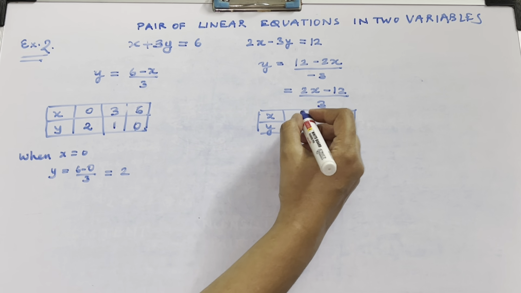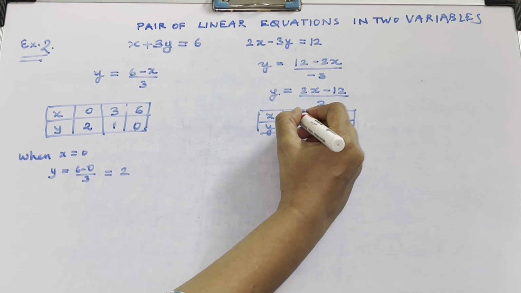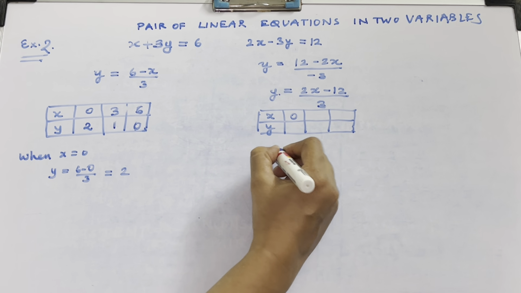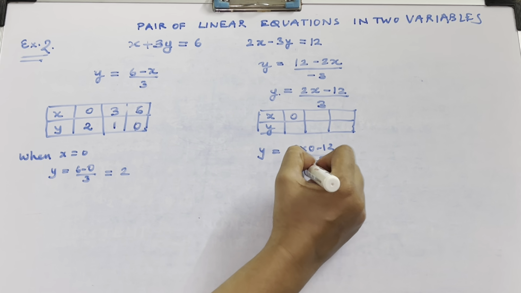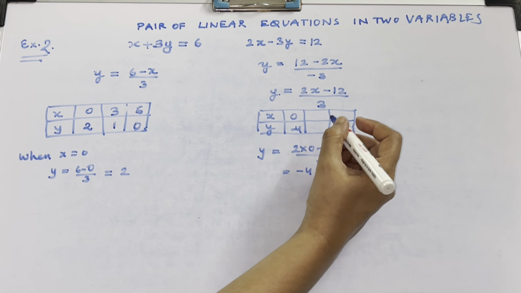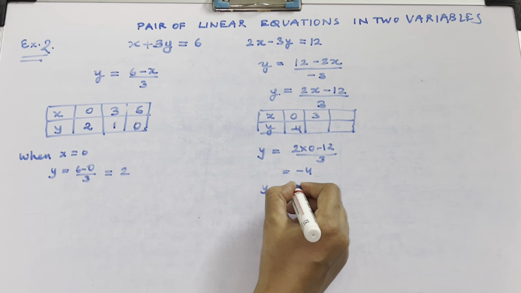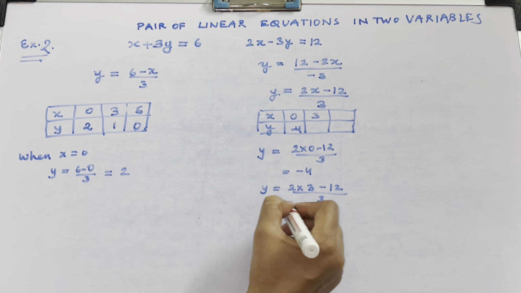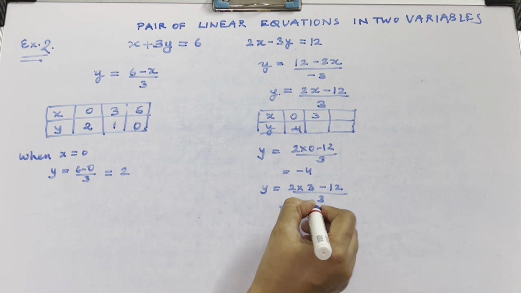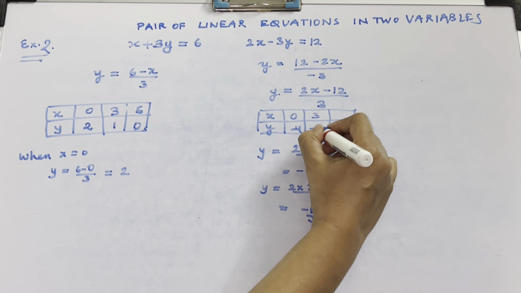Now here if we solve for the value of y by putting different values of x, if x is 0, y will be 2 into 0 minus 12 upon 3, which is clearly minus 4. Now we will write x is equal to 3. Then y will be equal to 2 into 3 minus 12 upon 3, which will be minus 6 upon 3, which is minus 2. So we will write here minus 2.